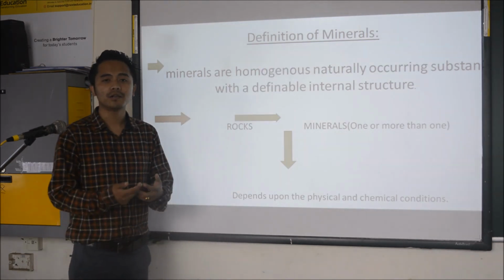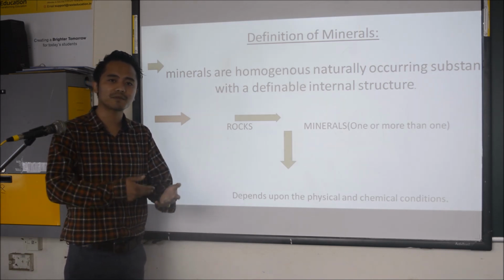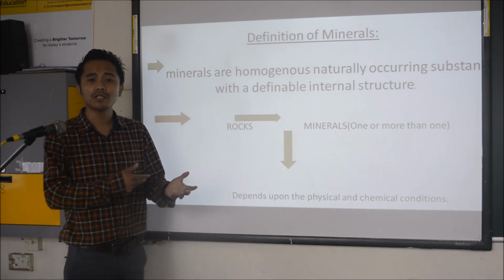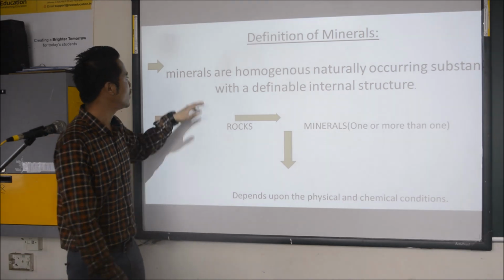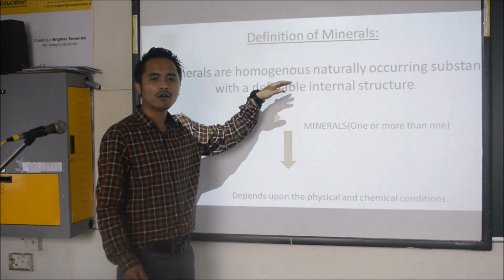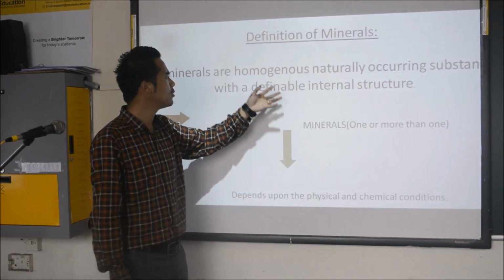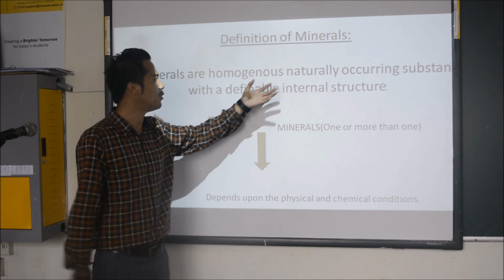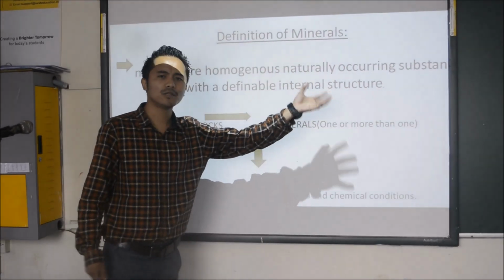Okay, what exactly is a mineral, or what does a geographer or geologist describe a mineral as? Minerals are homogeneous, naturally occurring substances with a definite internal structure. Okay, minerals are homogeneous. I hope you all have learned in biology what homogeneous means. In simple terms, homogeneous simply means same kind of, or the opposite of homogeneous is heterogeneous, which is different.